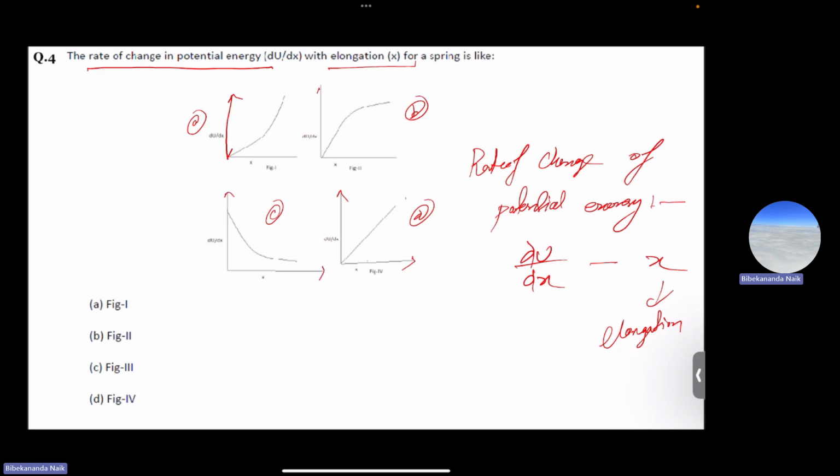So the 4 options are given and we need to find out what will be the correct representation of the relationship between dU by dx and x. So I'll give you a few minutes to think about this and find out the correct one, and then we will discuss what will be the correct answer.